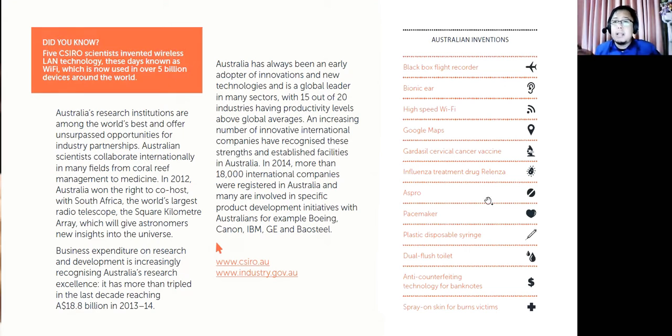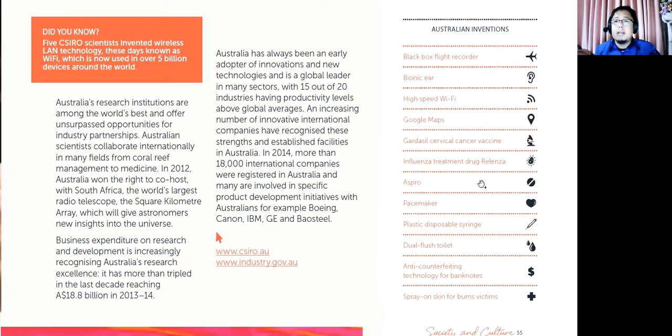Nah, sekarang kita lihat invensi Australia: black box flight recorder, bionic ear, kemudian high speed Wi-Fi, Google Maps ini ternyata ditemukan oleh orang Australia, Gardasil cervical cancer vaccine, influenza treatment drug Valenza, Aspro, pacemaker, plastic disposable syringe, dual flush toilet. Dual flush toilet ini ternyata yang bisa langsung pencet itu juga ditemukan oleh orang Australia.